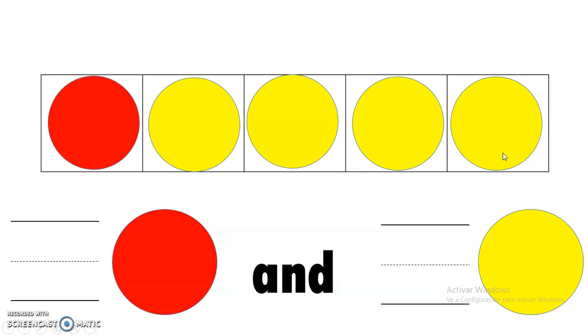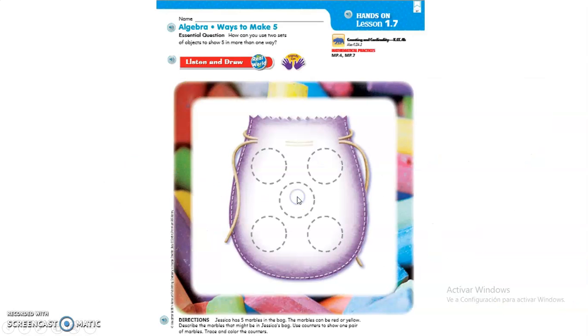Very good. Now, how many red counters does Mr. Lester have? Only 1 red counter. And how many yellow ones? 1, 2, 3, 4. Very good. 1 and 4 are called number pairs. Very good. Now let's continue with your activities in your book.